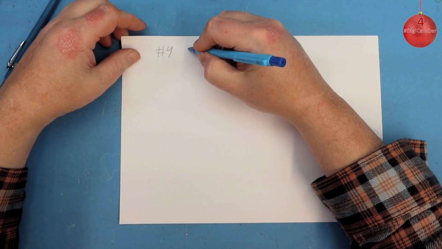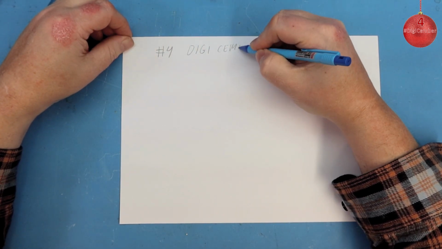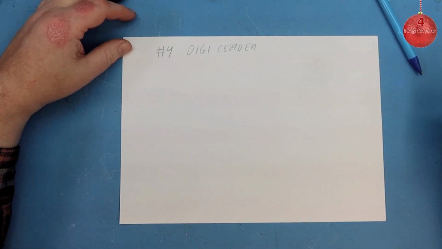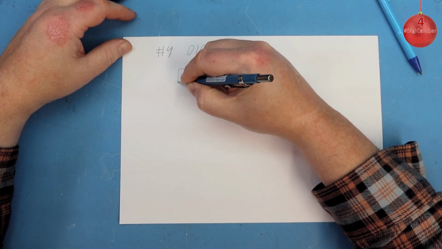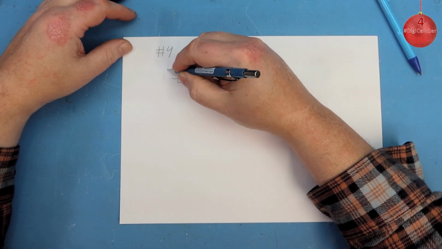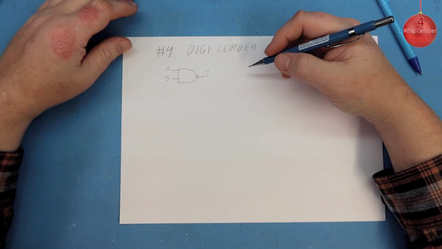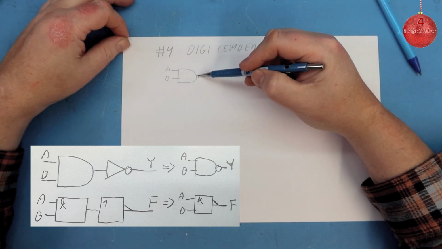Yeah, now it's my number 4 December episode. And today we are going to speak about the NAND gate. I'm using this pen, it's a bit better. And the NAND gate is pictured something like this, and the Y output here. As you can see, this combines the AND element and the inverter element.